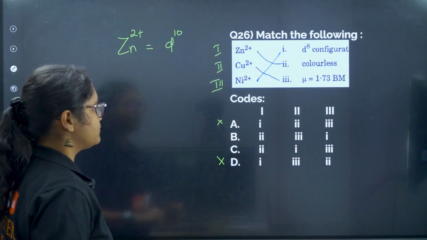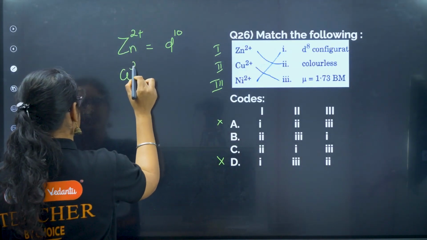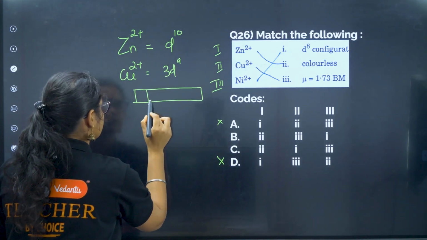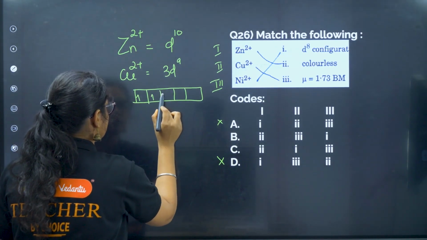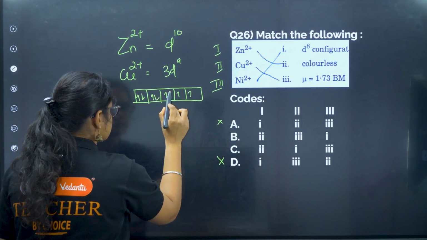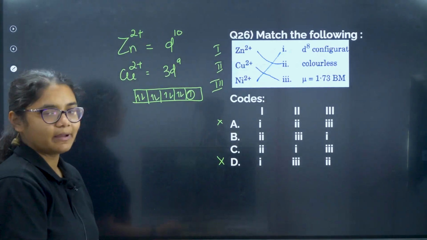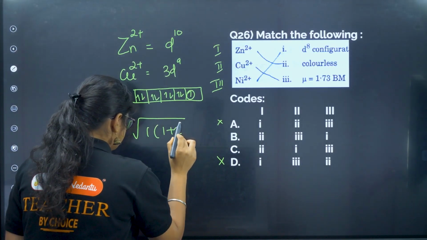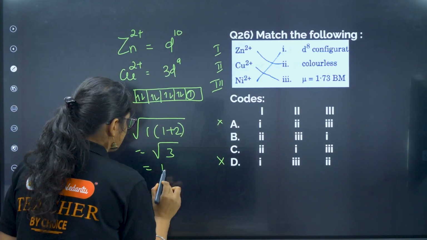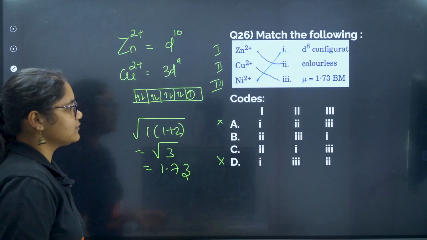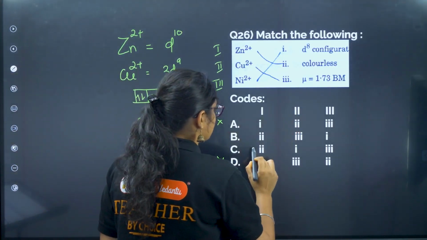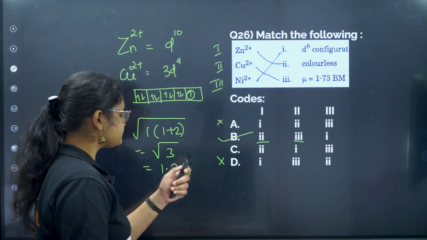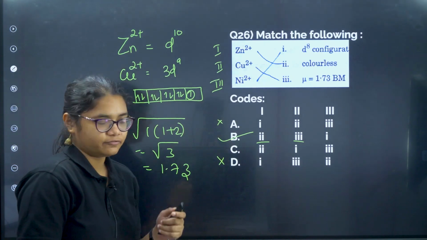Now the Cu2+ electronic configuration is 3d9. If you see the 3d9 configuration, we have 1, 2, 3, 4, 5, 6, 7, 8 and 9. Only one unpaired electron is there, so the magnetic moment will be root over 1 into 1 plus 2, that is root 3, so it is 1.73. So the correct one for 2 is option number 3. So the correct answer for this question will be option B. Now Ni2+ is d8 configuration.